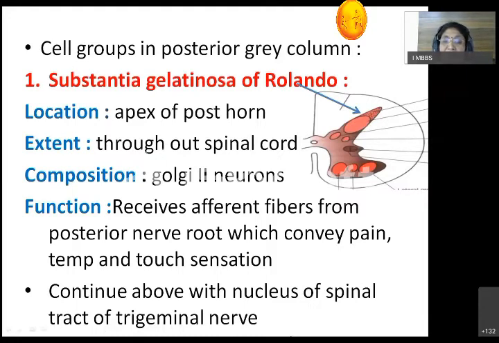You might know that each cranial nerve has certain nuclei, and the fibers coming from these nuclei form a particular nerve. For example, the trigeminal nerve, which is the fifth cranial nerve, has 4 nuclei. One is the motor nucleus, the sensory nucleus, the spinal nucleus, and the mesencephalic nucleus. Out of these, the spinal nucleus is nothing but the continuation of substantia gelatinosa of Rolando.